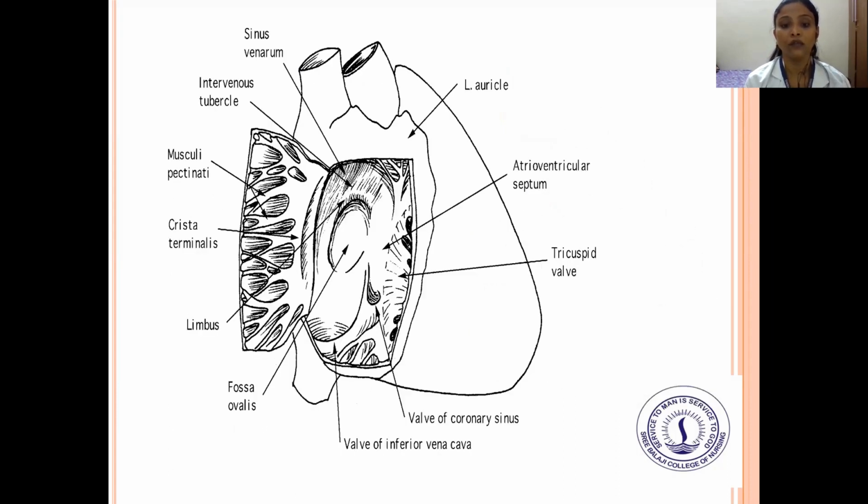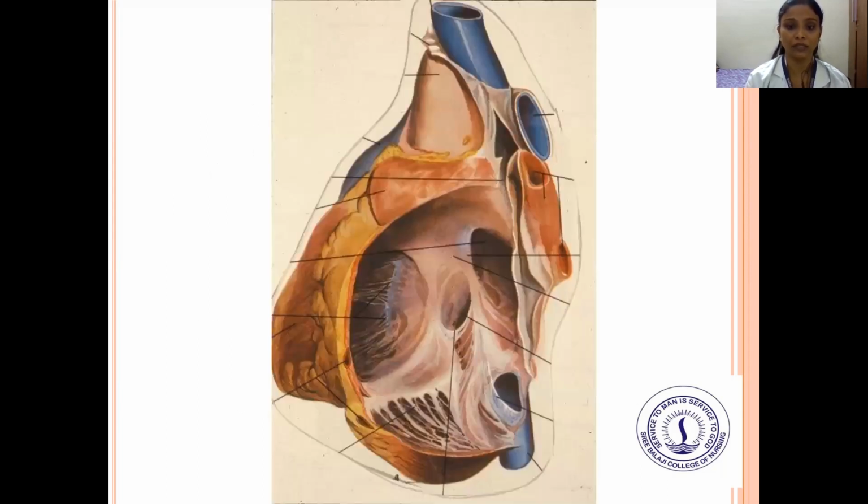And then the wall of the inferior vena cava, you can see in this part, that is the wall of the coronary sinus, the tricuspid valve, atrioventricular septum, left auricle, sinus venarum, intervenous tubercle, musculi pectinati, and then limbus and fossa ovalis. This is some of the heart chambers. You can see this is the cross section. You can see what was explained before in this picture.